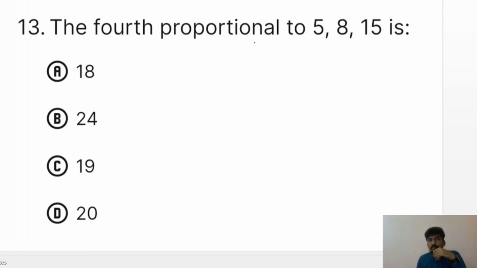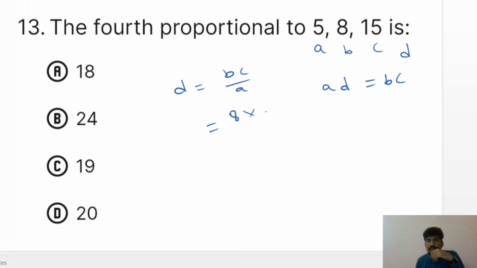Here, the fourth proportional to 5, 8, 15. Given A, B, C values, we have to find the D value. D is equal to BC by A. We know AD is equal to BC when they are in proportion. From this, D is equal to BC by A. So B is 8 into 15/5. 5 3s, 3 into 8 is 24. D value is 24.